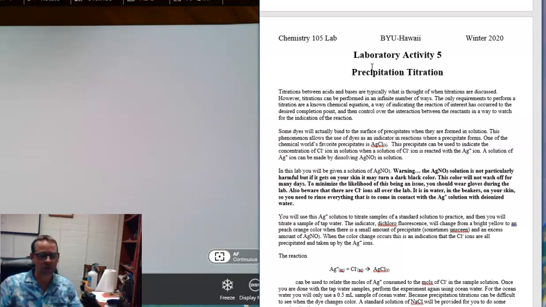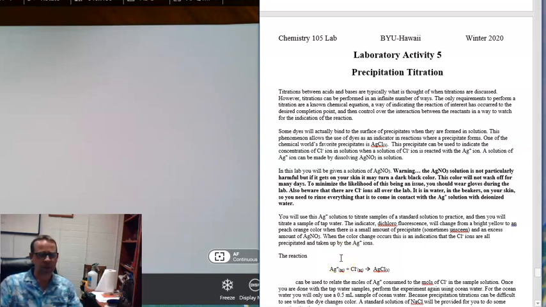All we need to have is some sort of an indicator to tell us when the reaction is done, a known reaction. One of our reagents will be an unknown and the other can be the known. All right, so this is the reaction that we're going to be looking at. Silver ions combining with chloride ions to produce silver chloride, which is a solid. So this is a precipitation reaction.